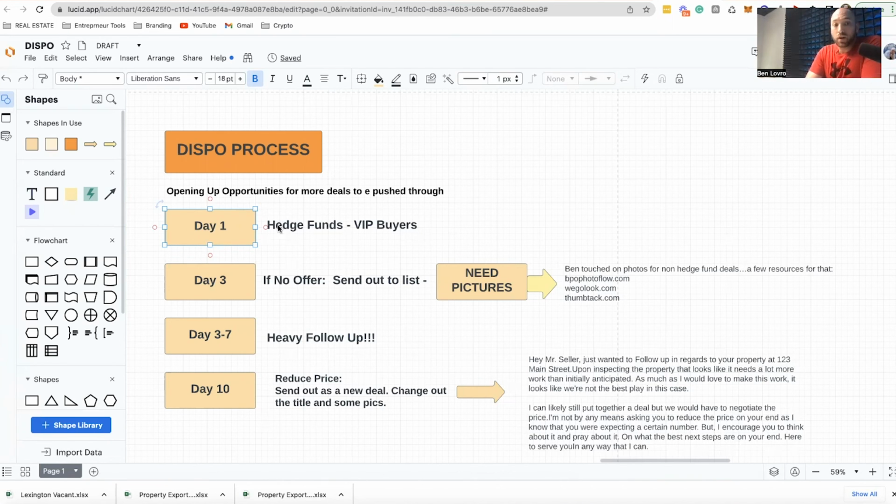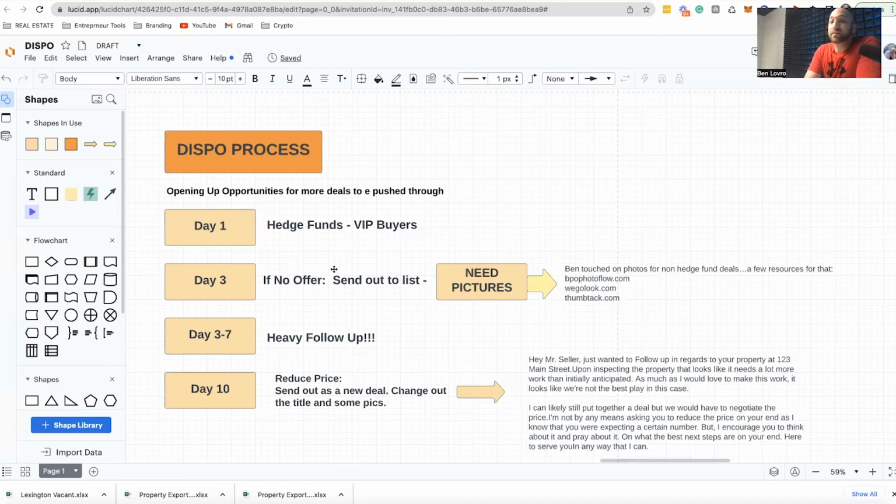Fast forward a couple days. Once we've submitted to the hedge funds, we consider them the VIP buyers. Why? Well, because they pay more money than anyone else in the market. If we don't have a response within 24 to 48 hours, day three, our dispositions manager is triggered to take that same deal, upload it into the database, and pump it out to the rest of the buyers in that chosen market, right? So if we don't have an offer by day three for the hedge fund deals, well, guess what? We're bringing it to market and offering it to all other investors that are currently active.